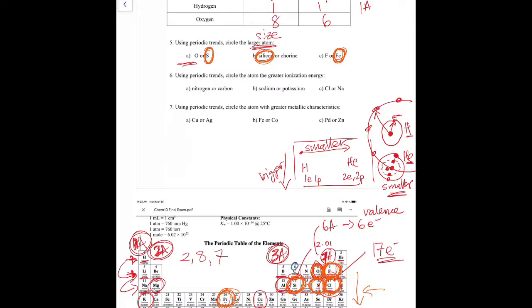Great. Okay, next trend is ionization energy. And ionization energy is basically the energy required to remove the valence electron. Okay, so let's imagine this. If you are an electron that's close to the nucleus versus an electron that's very far away from the nucleus, which one is it easier to remove? Right? It's easier to remove the one that's farther away because it's less controlled by the nucleus.